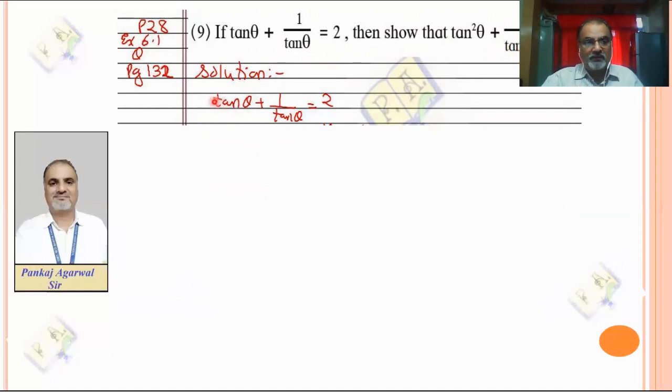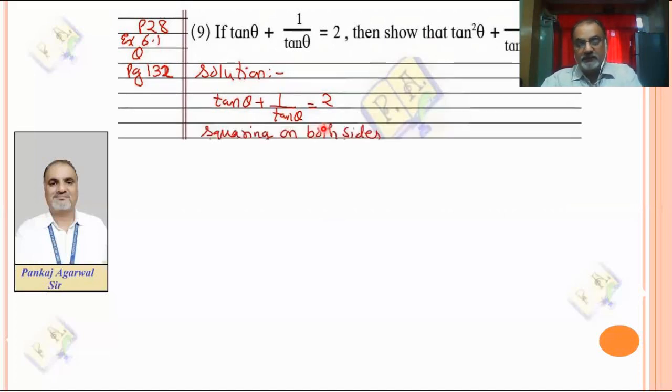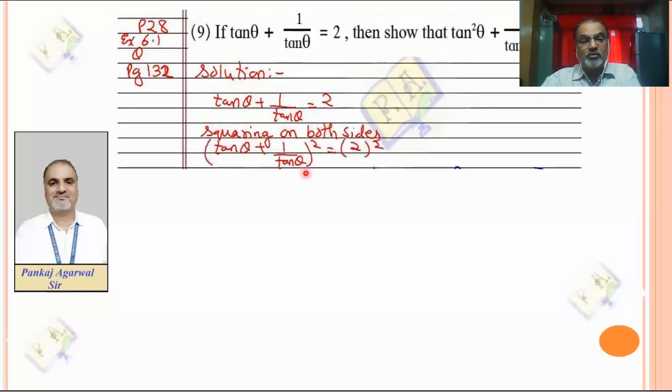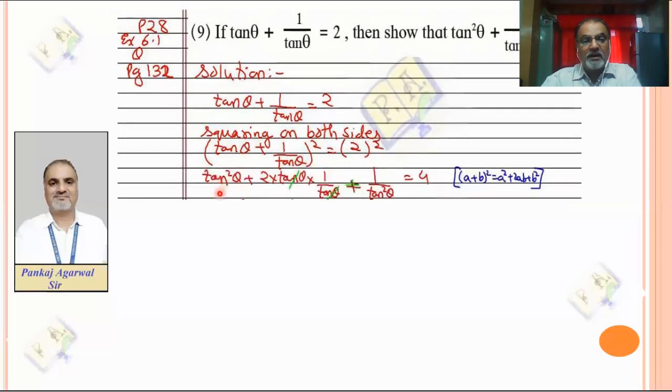We are given that tan theta plus 1 upon tan theta equal to 2. We want square in the final answer, so squaring on both sides. On squaring on both sides, I'll write the whole square. LHS the whole square equal to RHS the whole square. Now what is (a plus b) the whole square? It is a square plus 2ab plus b square.